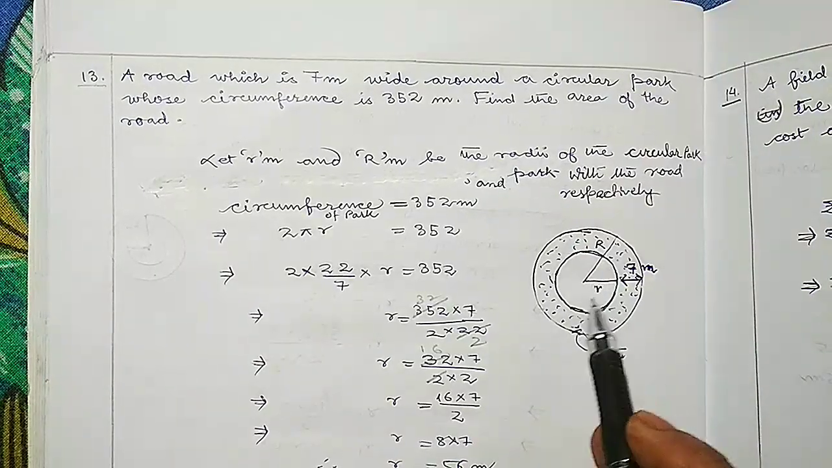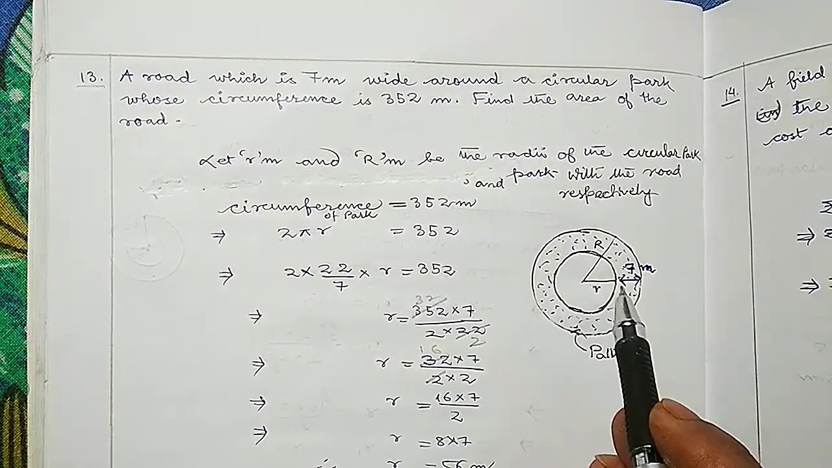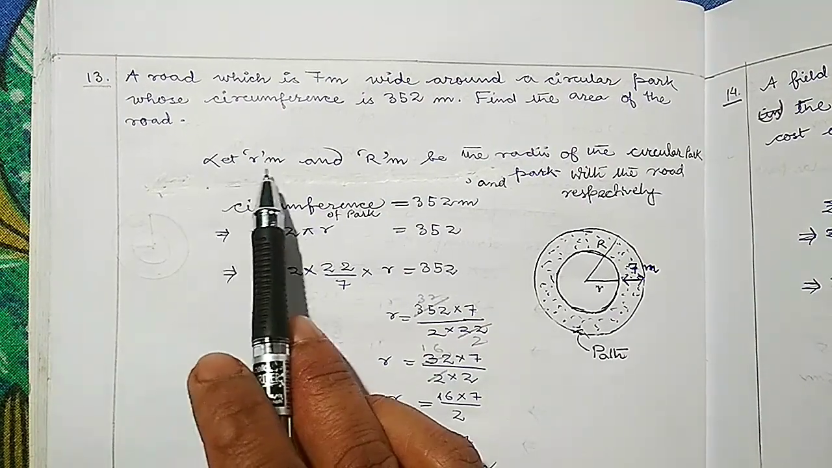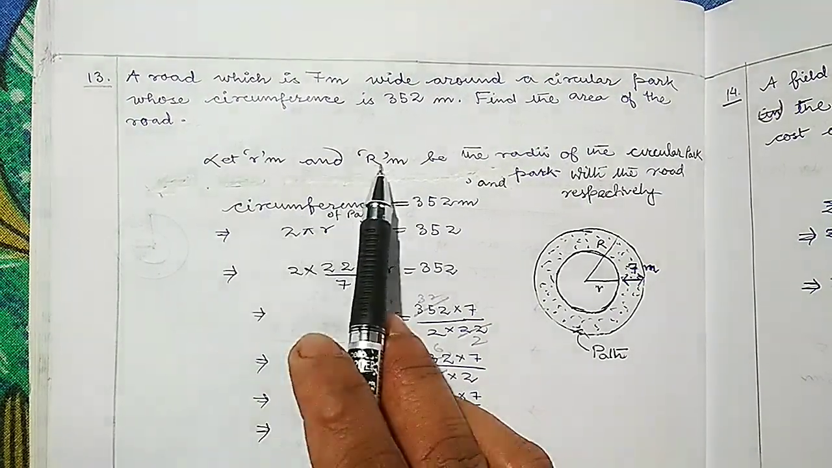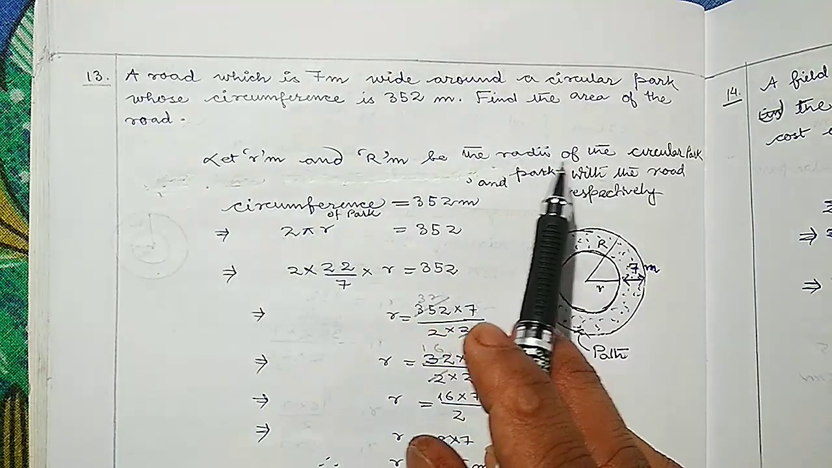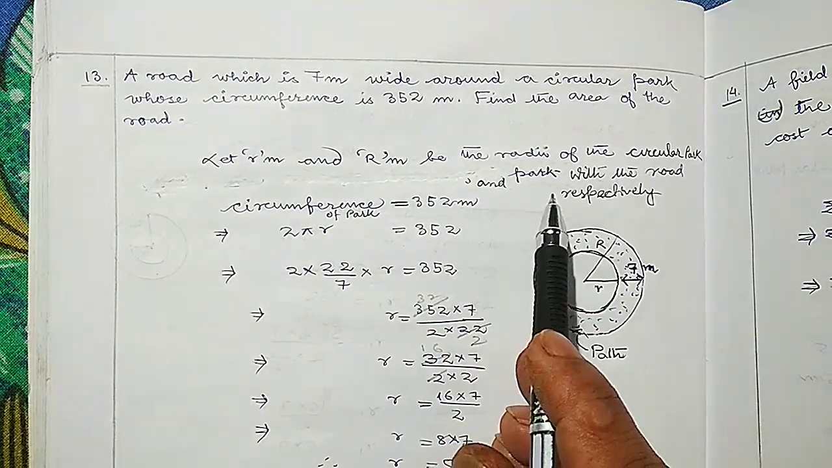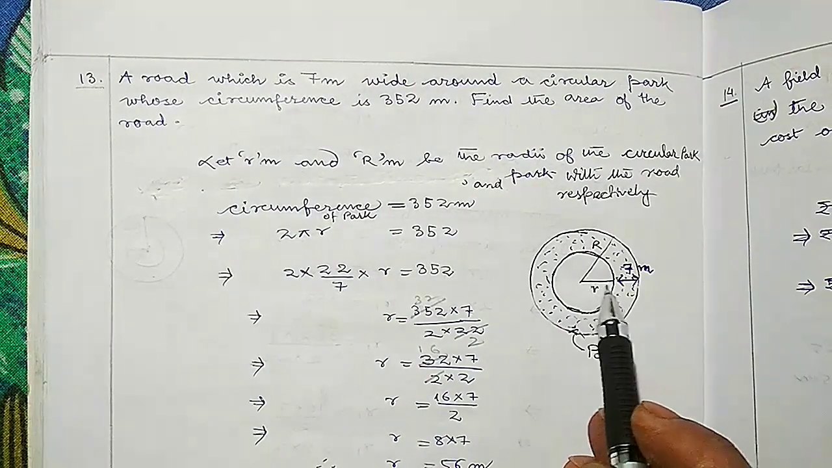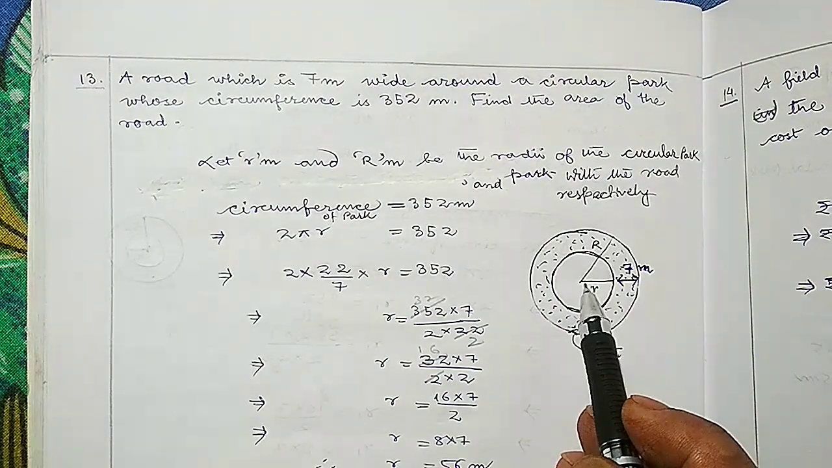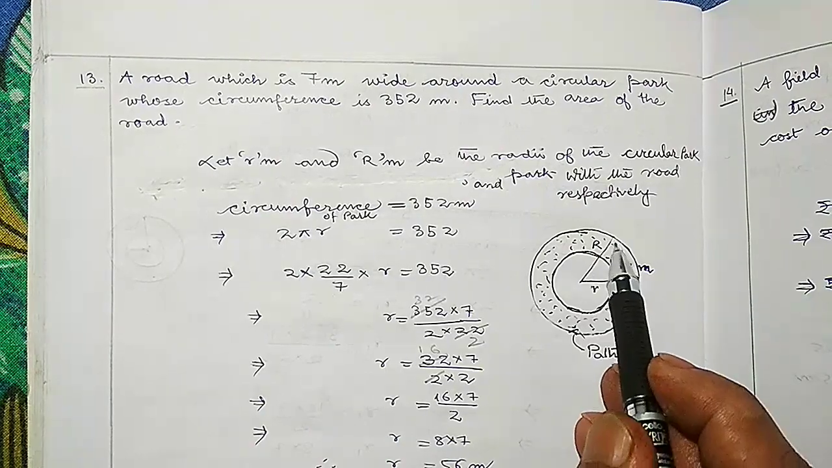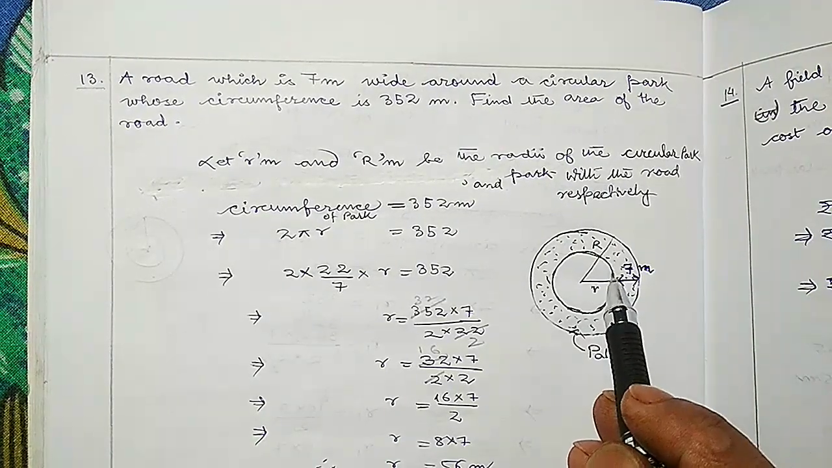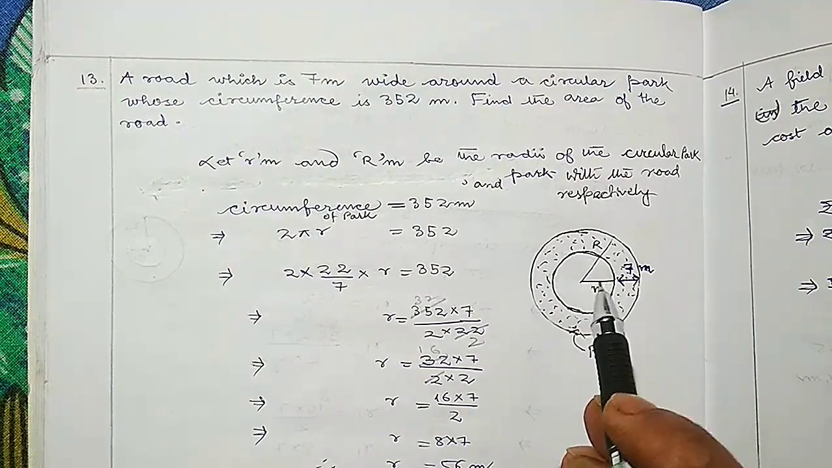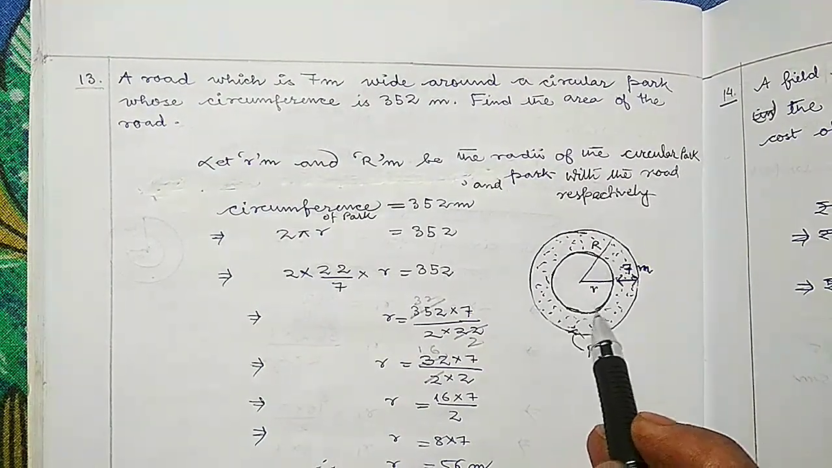Suppose this is the circular park and this is the path whose width is 7 meter. Let small r meter and capital R meter be the radii of the circular park and the park with the road respectively. So small r is the radius of the park and capital R is the radius of the park along with the road. As given in the question, the circumference of the park is 352. That means this boundary is 352.